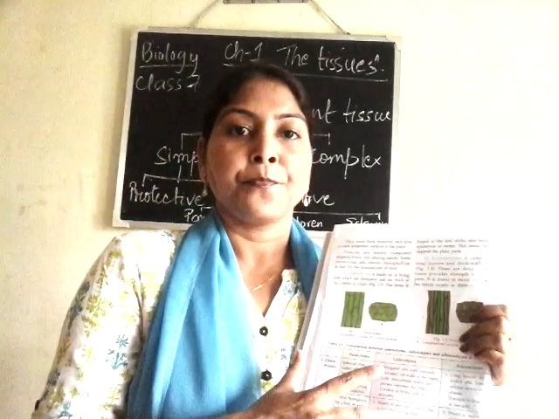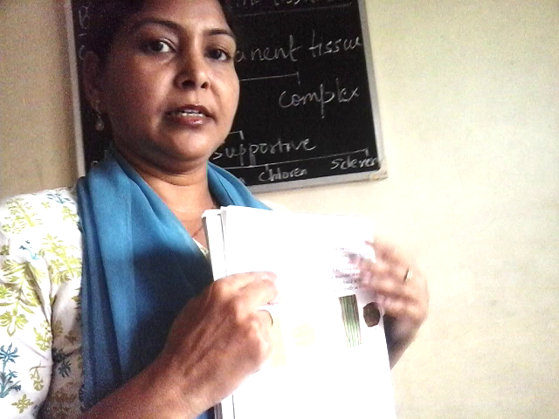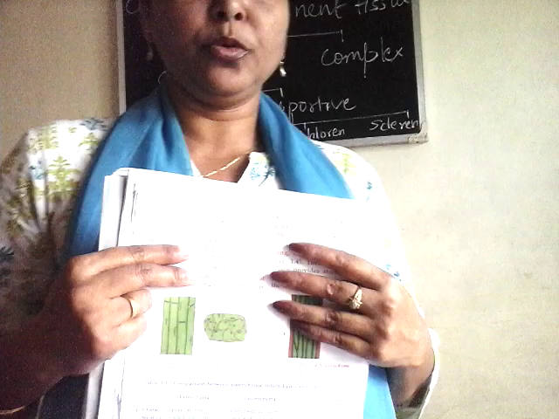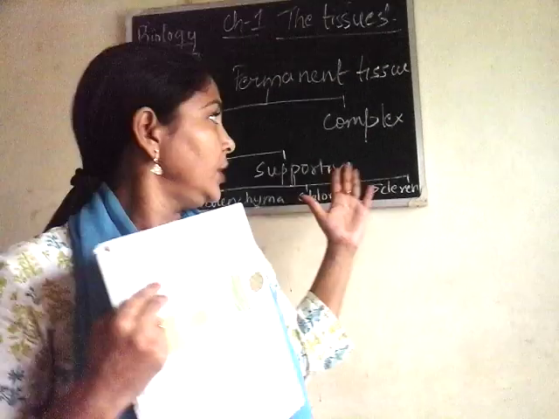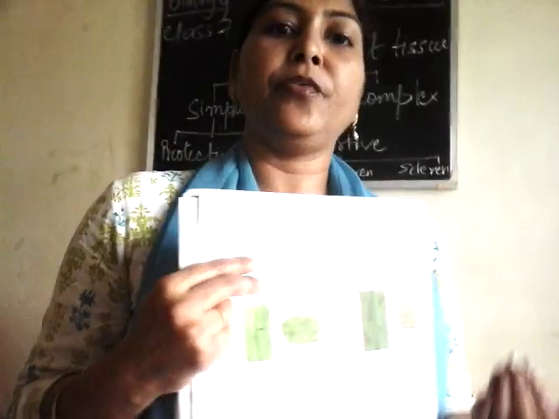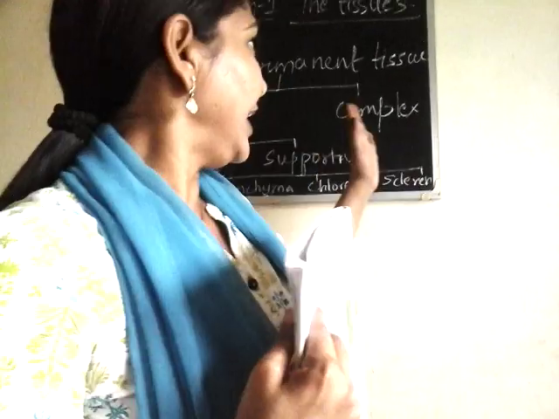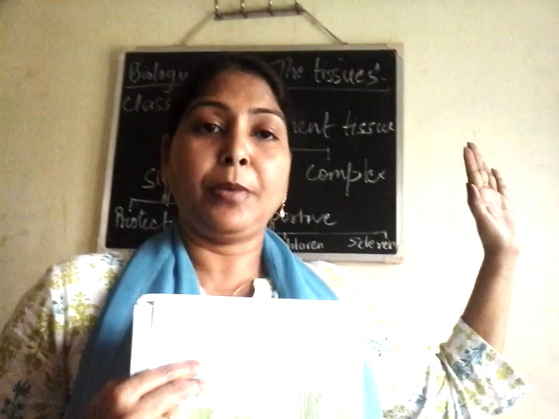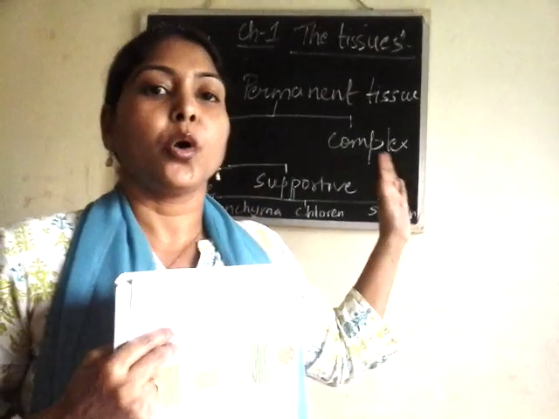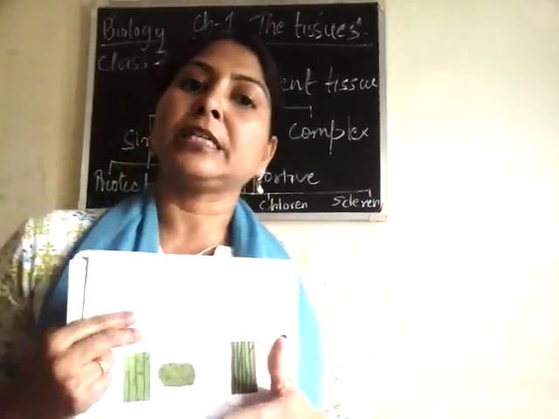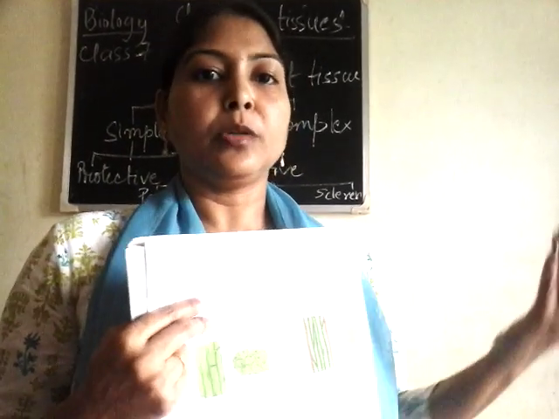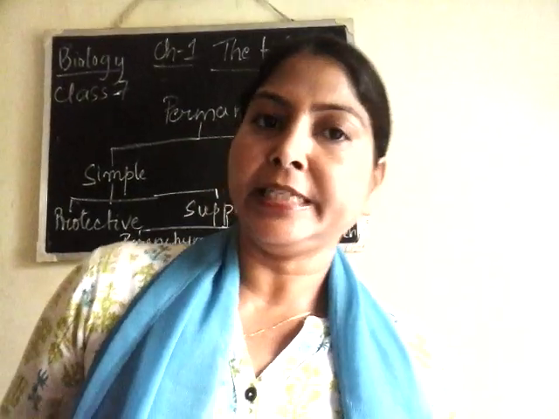Okay, so these are the function, characteristics and the location of supportive tissue. Then we move to the next type of tissue, complex tissue. In this video we will be learning only till here. I will be sending you the next video where you will learn the final type of plant tissue, that is complex tissue, which is also known as conducting tissue. And about that I will be explaining in the next topic.